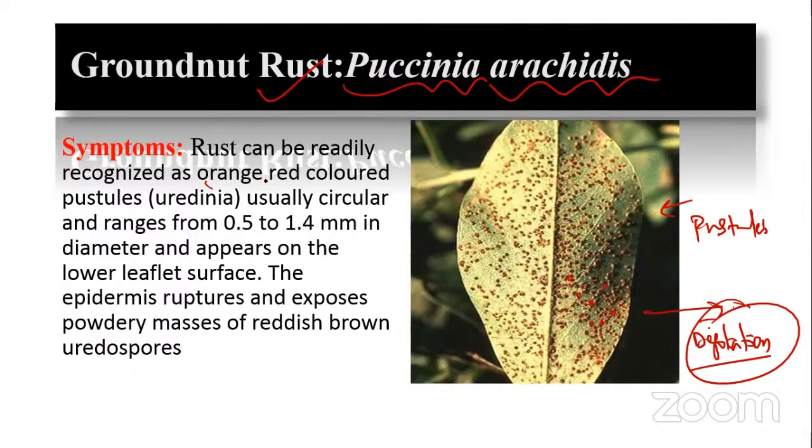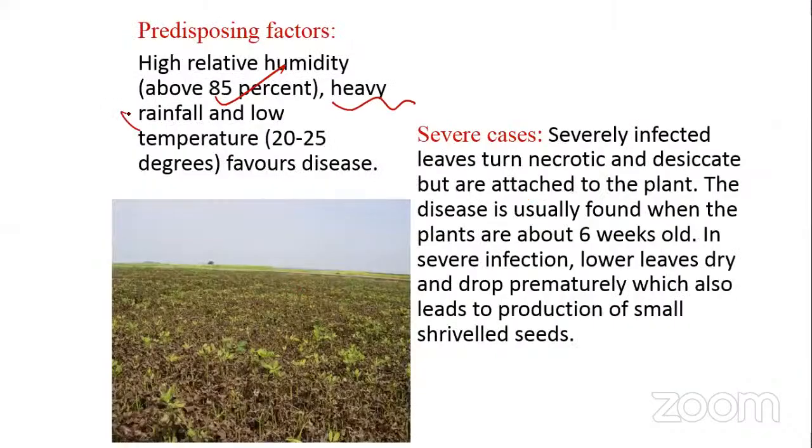So see, it can be easily identified based on the orange red color, right? During the uredial stage. When it starts producing the telial stage, it will become black, right? So usually now you are seeing it as the uredial stage. Once it is converted into the telial stage, it will become black in nature, right? Then this is the size of it. Then what are the predisposing factors: rainfall, right? Then low temperature, right?